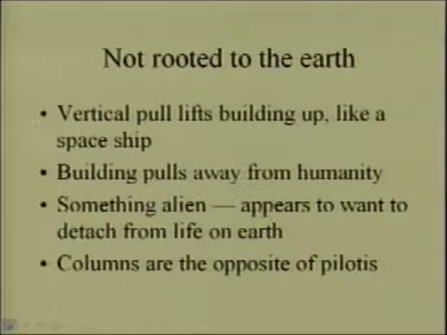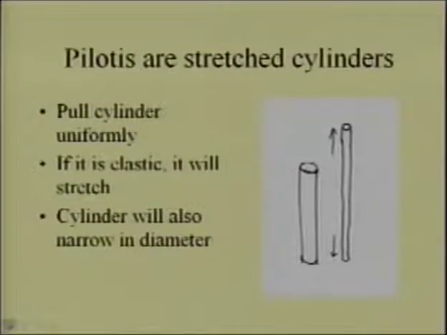And columns should not be confused with pilotis, just because they're both cylindrical. So this is an important point. Let me show the difference between pilotis and columns. Imagine a rubbery material, and you have your cylinder, and then you pull it. You pull it along its axis, and if it's elastic, it will stretch, and it will also narrow in diameter. And you create the pilotis by stretching upwards. Okay, so this goes along with the typology. It's not a column. It's stretched upwards because anti-gravity is pulling every element of this building up.